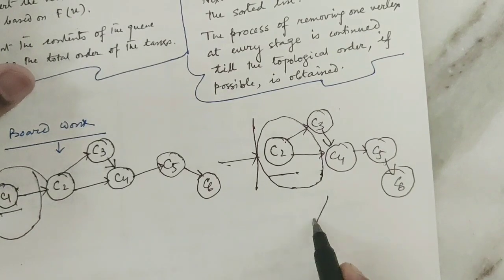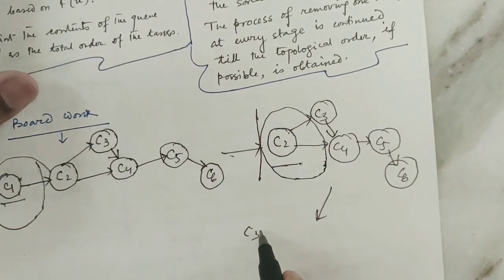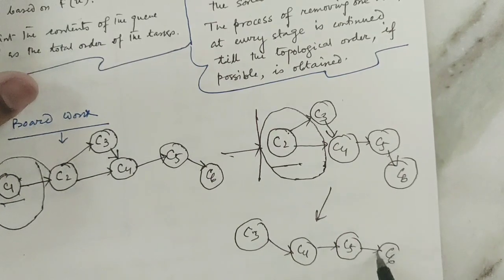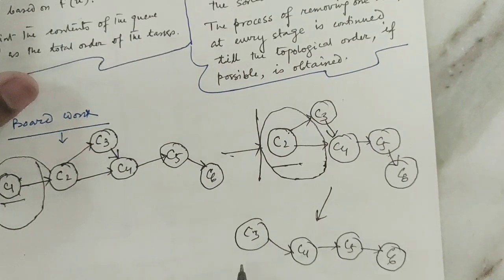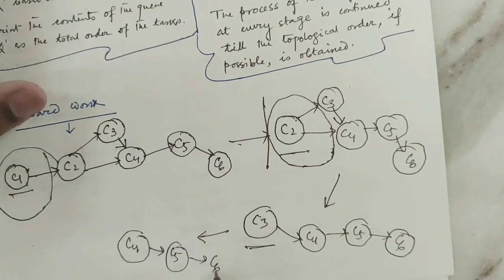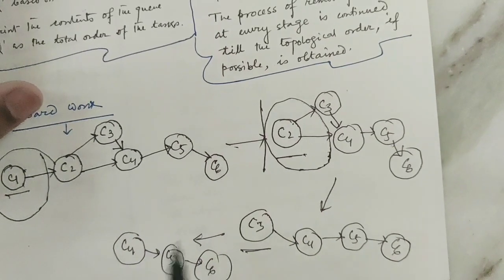So the resultant graph is now C3, C4, C5, and C6. Fine. And the next node to be removed is C3, and the resultant graph is C4, C5, C6. Why have we chosen C3? Because C3 has no incoming edges.